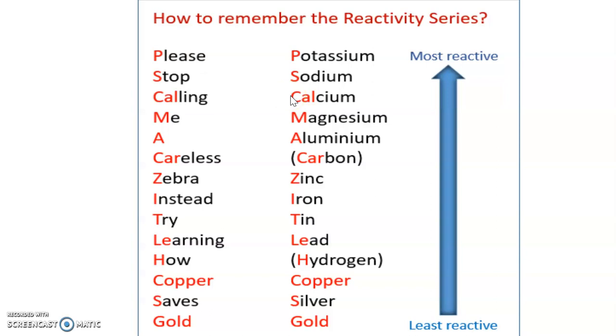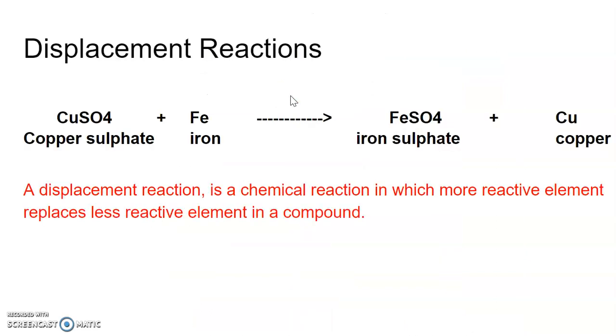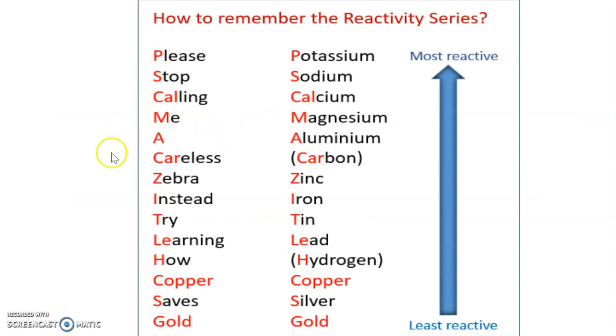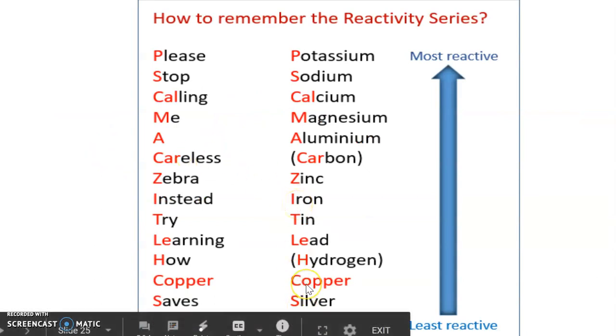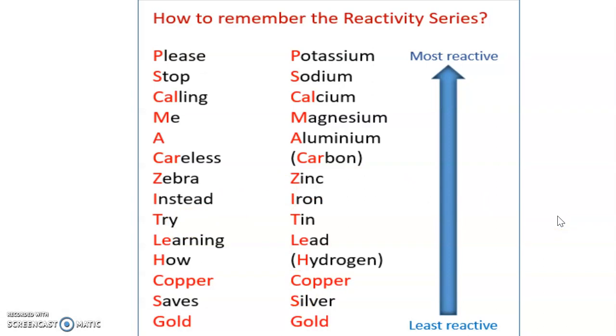So in the previous reaction, here iron displaces copper, right? Because iron is at the top and copper is at the bottom. But copper can't displace iron, right? Because copper is less reactive and iron is more reactive, right? So let's discuss some of the examples.